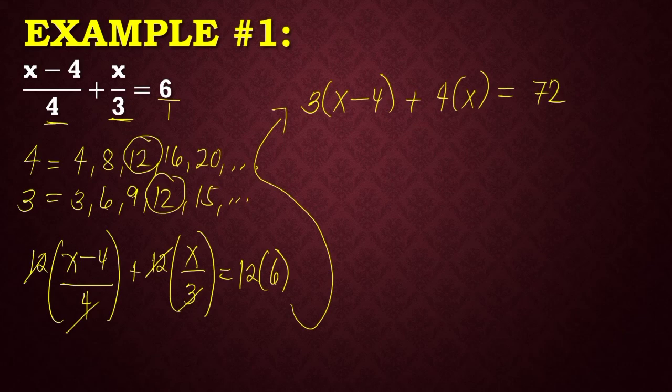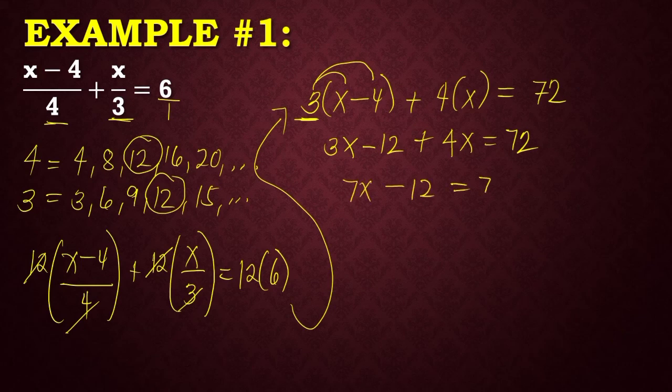Next, i-distribute natin yung 3 dun sa mga terms na nasa loob ng parentheses. Magiging 3 times x, 3x, 3 times negative 4, that is negative 12, plus 4 times x, that is 4x, is equal to 72. Now, we combine like terms. 3x plus 4x, that is 7x, minus 12 is equal to 72. Now, we need to remove negative 12 on the left side. Kailangan nasa right side siya kasi nga kino-combine natin yung mga like terms. So, ang gagawin natin, mag-a-add tayo ng 12 to both sides.